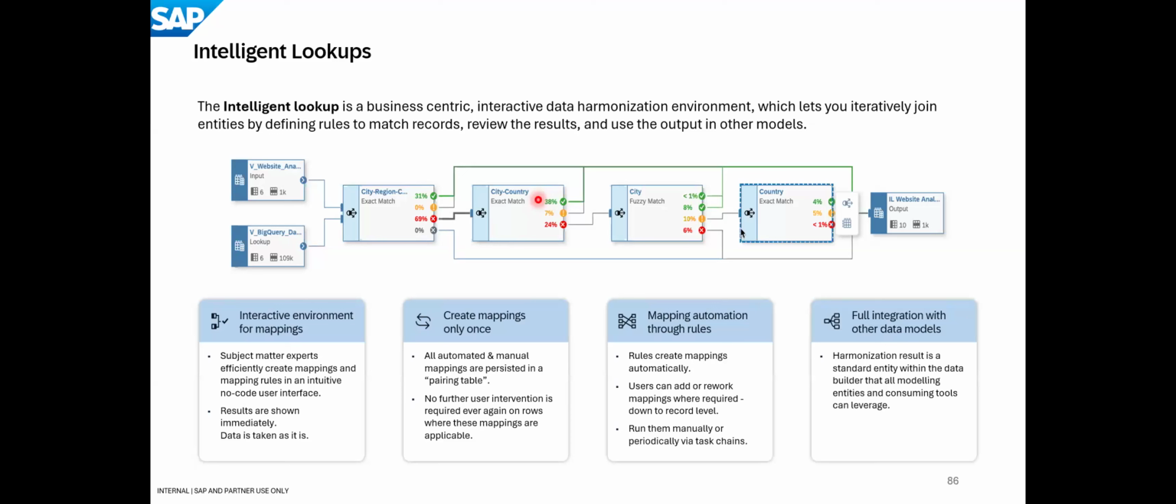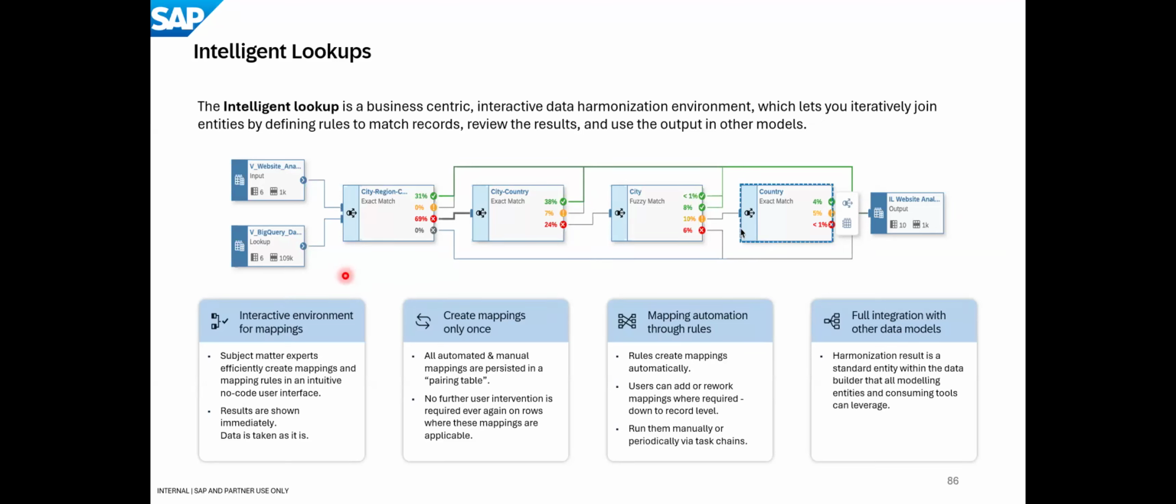Let's start with the intelligent lookup. So intelligent lookup is a tool in SAP that helps you to match and combine data from different sources, even if the data isn't perfectly aligned. Let's say, for example, if you have city names spelled slightly differently in two data sources, data coming from two different sources, this tool helps clean and match them intelligently. So what you can do with the intelligent lookup is define rules to match the data, see the results immediately, and use the clean matched data in the further data models.